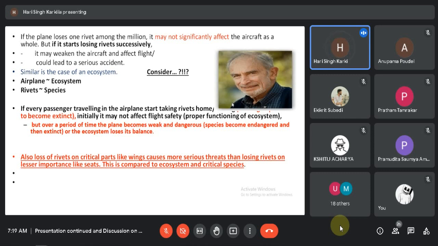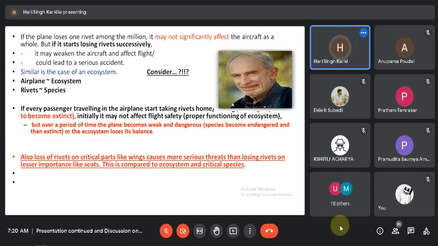We may lose one organ, or we may have some bleeding, but taking out the whole heart, can you imagine the existence of human life then? That is the case. If the plane loses one rivet among the millions, it may not significantly affect the aircraft. It may again work, like in the case of a tire puncture, where it is not the number but which one is disadvantaged. Similarly, it may not significantly affect the aircraft as a whole.